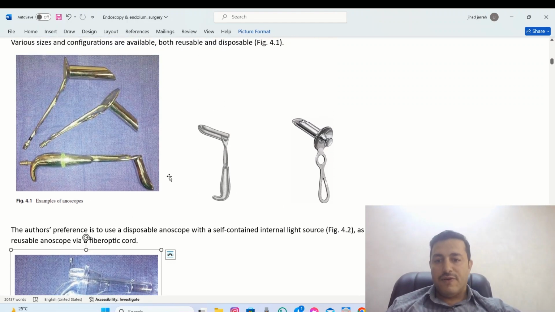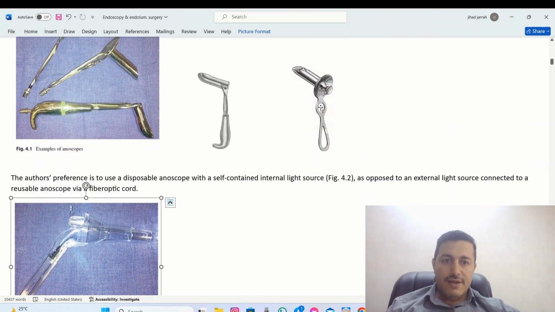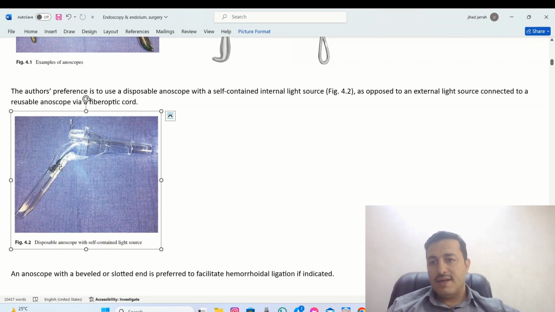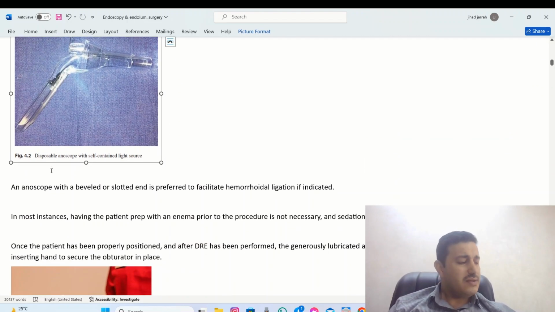It consists of, as you see here, the anoscope itself. This is what we call the obturator, and it usually contains a light source over here, in which we connect them, or like this, it has a self-containing light source. Actually, the anoscope doesn't require preparation or sedation.